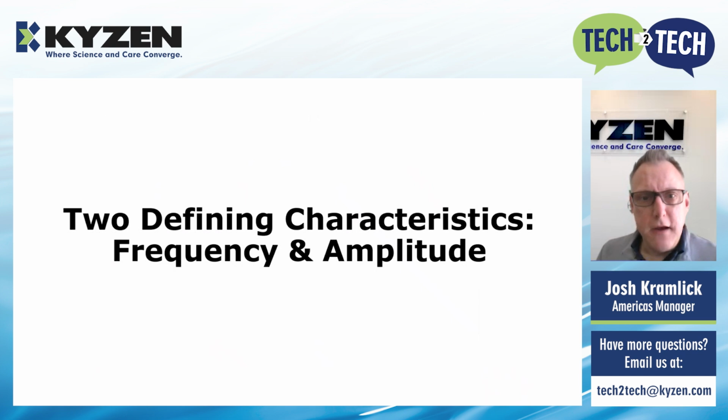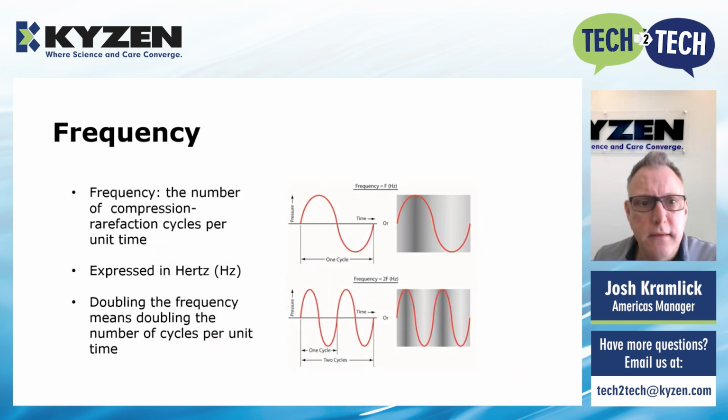So there are two defining characteristics of sound waves, frequency and amplitude. Frequency, of course, is the number of compression rarefaction cycles per unit time. This is typically expressed in hertz. It's often thought of in audible sound range as the tone of a sound. And just as a note, doubling the frequency simply would mean doubling the number of cycles per unit time.